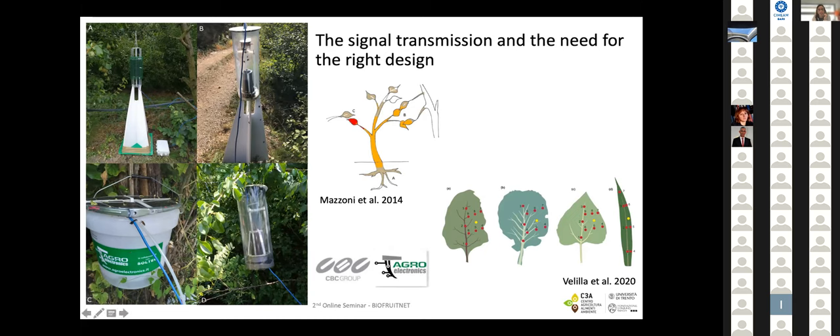And here you can see in the pictures some of the designs that were developed by the agroelectronics group that is producing the vibrational trap at the moment. With each design, we were trying to understand how was the best way to put the trap in the environment, so if from the ground or attaching it to the plant where the insects were supposed to be and looking for a vibrational signal. And also what were the best materials to reproduce what we usually find in nature, so the plant and the transmission of vibration in the plant substrate.